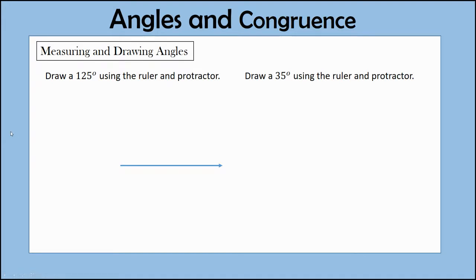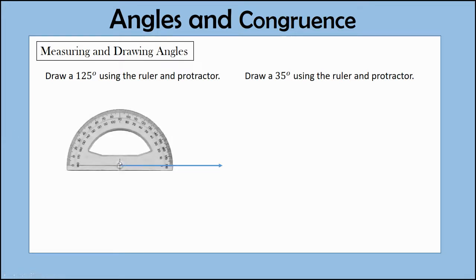All right, the next thing I'm going to do is place my protractor on it so that the crosshairs right here is right at the vertex or the end point of my ray. It's going to become the vertex of the angle. Okay, now this is my zero because I'm going to the right and I run into the zero. So I'm going to go 125 using the inside numbers. So I get over to 125.